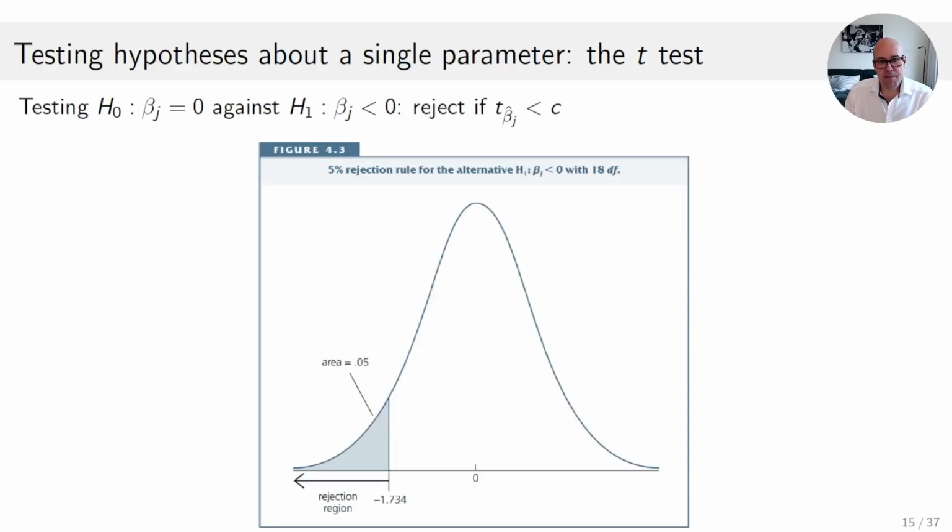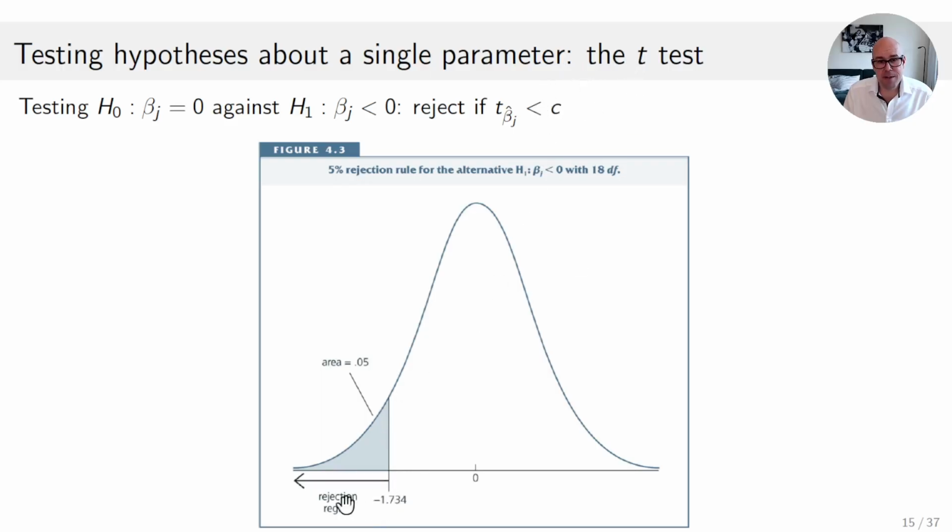Good, let's move on. What I've now done so far is to test against an alternative that beta j is greater than 0. Of course, I can do the exact same thing for an alternative where beta j is less than 0. Then I'm going to reject if my value of my t-stat is less than the critical value.